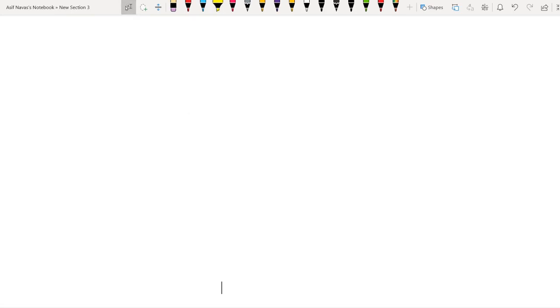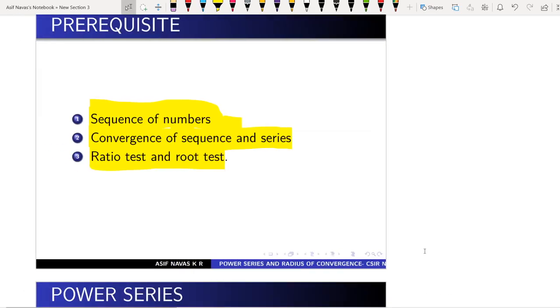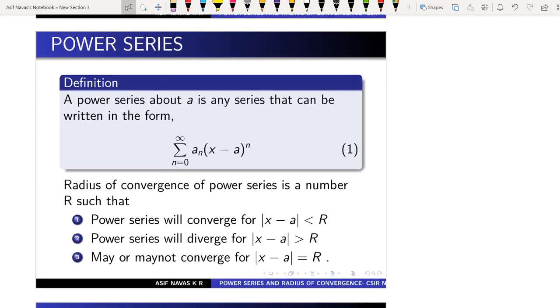Okay, now first we will define what is a power series. So definition: a power series about a is any series that can be written in the form sigma n equal to 0 to infinity a_n (x minus a)^n. So here x belongs to R.